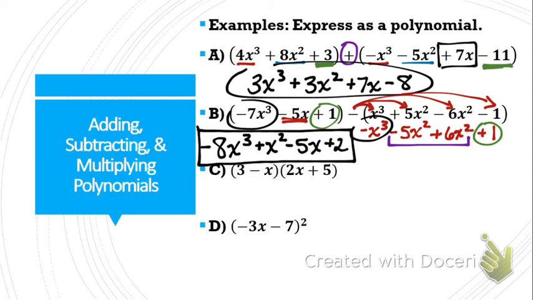Tomorrow after your quiz, we'll finish up these two, and then we'll continue rolling with 1.3. All right? Cool beans.